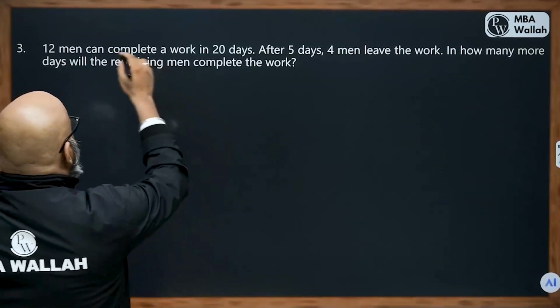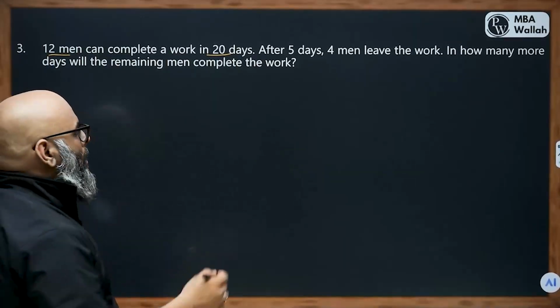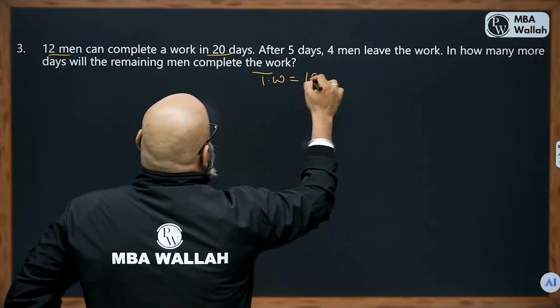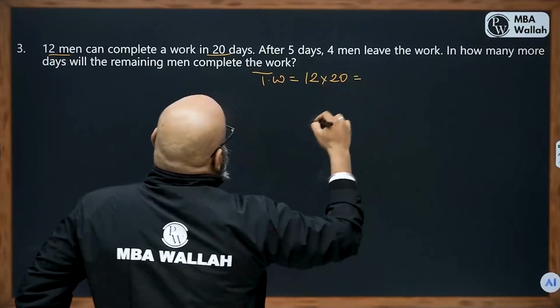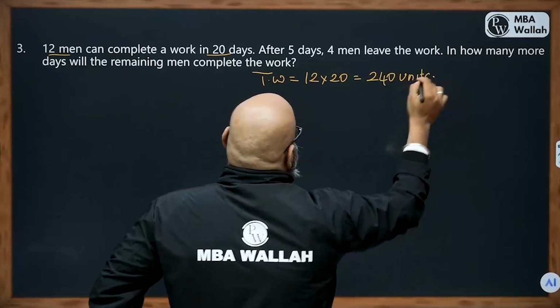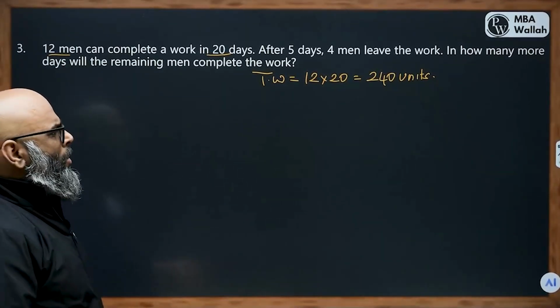So 12 men can finish a work in 20 days. So that's the total work I have. The total work will be 12 into 20, that will be 240 units to be completed. Call the total work 240 units. So they start the work together.